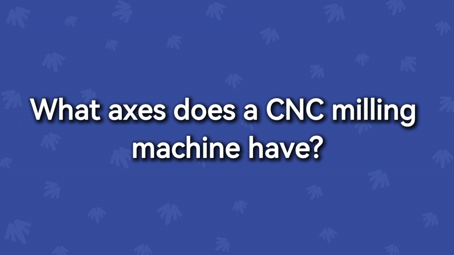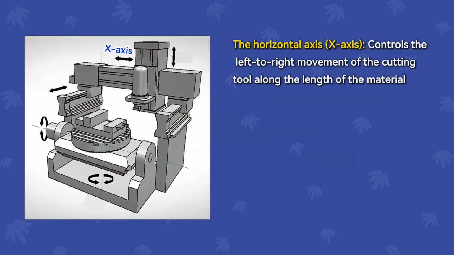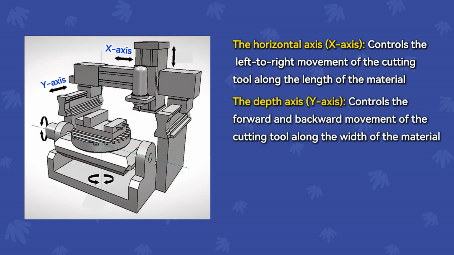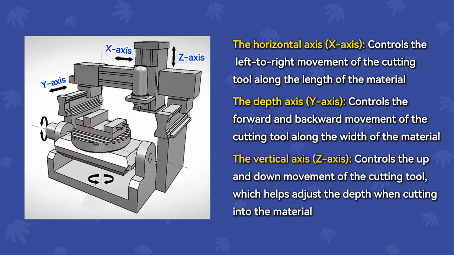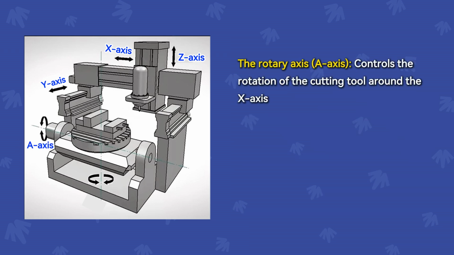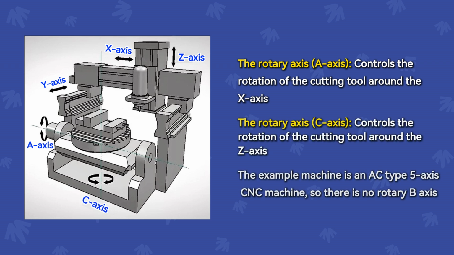What axis does a CNC milling machine have? The horizontal axis controls the left to right movement of the cutting tool along the length of the material. The depth axis controls the forward and backward movement of the cutting tool along the width of the material. The vertical axis controls the up and down movements of the cutting tool, which helps adjust the depth when cutting into the material. The rotary axis controls the rotation of the cutting tool around the x-axis. The rotary axis controls the rotation of the cutting tool around the z-axis.